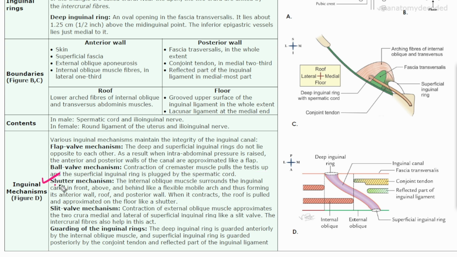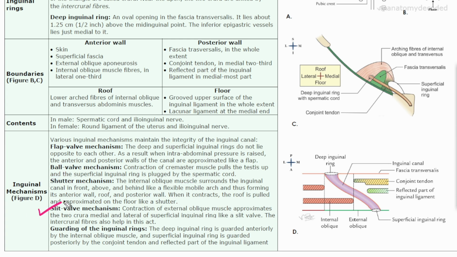And the shutter mechanism, in which the internal oblique muscle fibers are present in the anterior wall, in the roof as well as the posterior wall. As we can see here, the internal oblique muscle fibers, anterior wall, roof as well as the posterior wall. When this muscle contracts, the roof is pulled and approximated to the floor like a shutter, so that prevents herniation. So that is called the shutter mechanism.